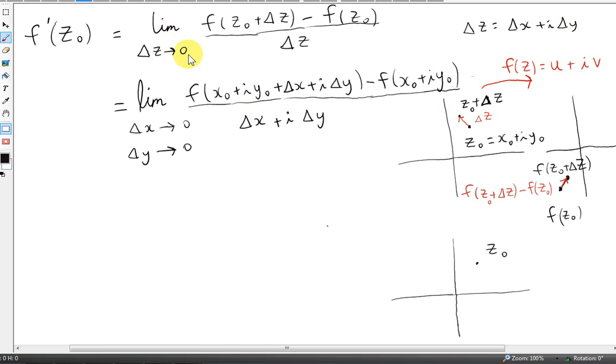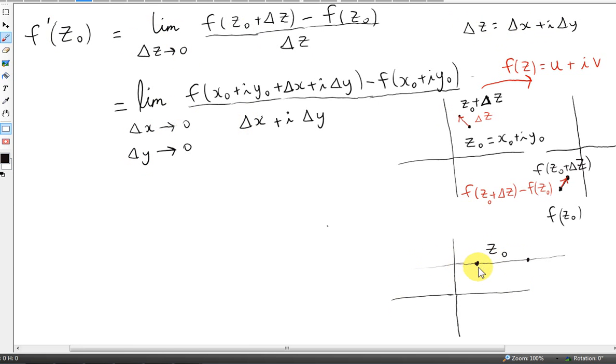Now taking the limit as delta z goes to 0 is equivalent to taking the limit of this quantity as both delta x and delta y go to 0. You can see if delta x goes to 0 and delta y goes to 0, then obviously delta z goes to 0. And since the direction is unimportant, since we want this derivative to be the same regardless of which way we approach z0, we can take a simple case. That is the case where we approach z0 along a line that's parallel to the real axis.